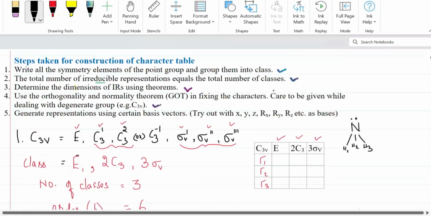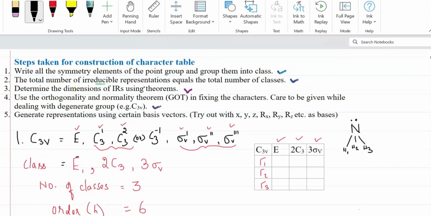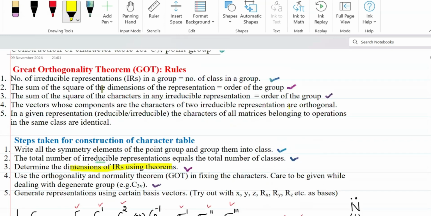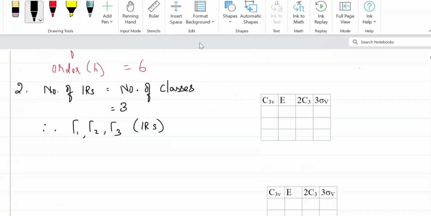So the third step, what is that? Determine the dimensions of the irreducible representations using the theorem. So from the orthogonality theorem, the sum of the squares of the dimensions of the irreducible representations will be equivalent to what? The order of the group. Okay, so let us see then. So third step, the dimensions.